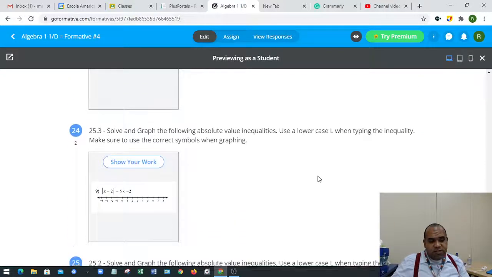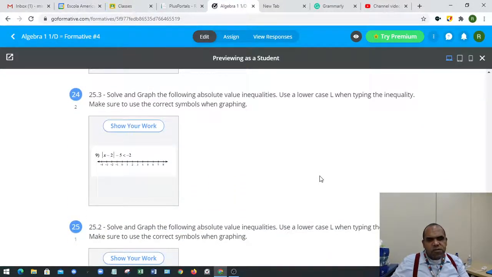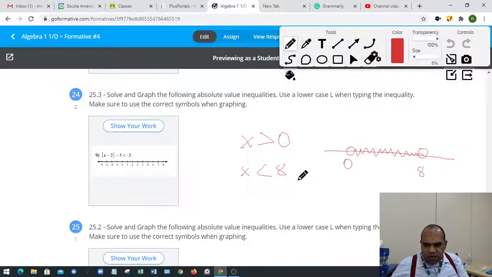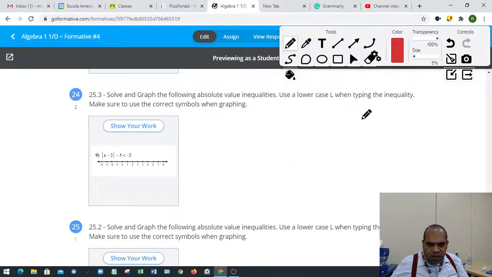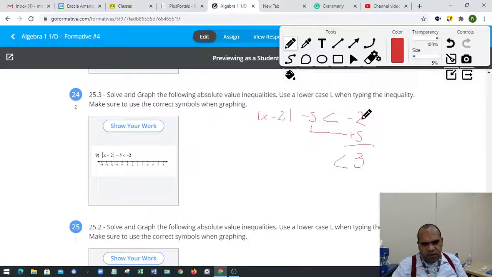The interval notation, and this number 24. Solve and graph, the same thing. Use the case below. You need to remember to do it, it is important. Let me clean this one again. This guy is x minus 2 minus 5 less than negative 2. Isolate it first. Plus 5, it is 3 positive. Here, x minus 2.